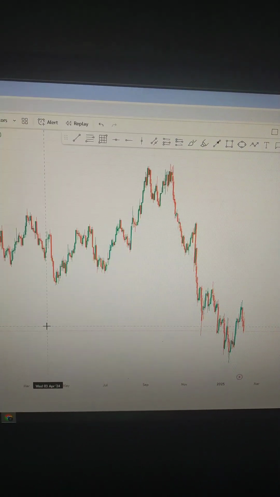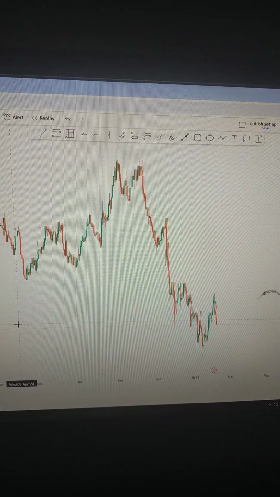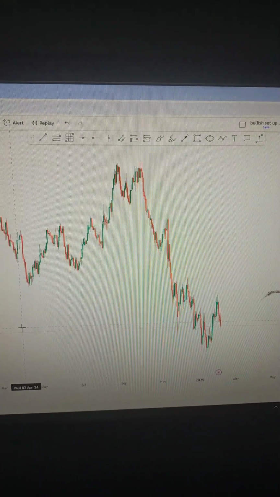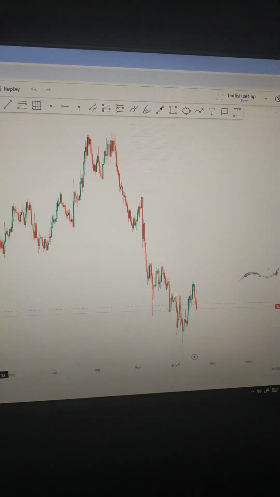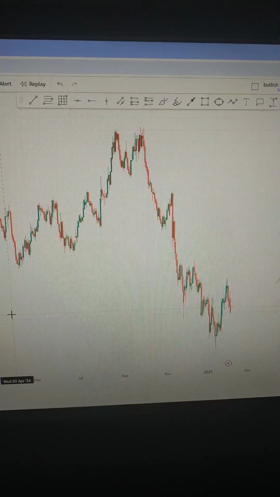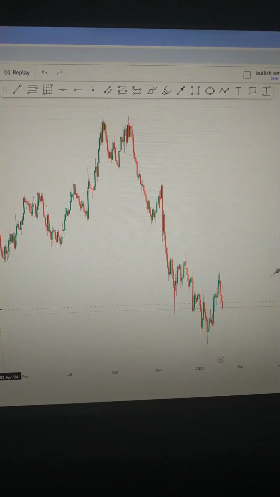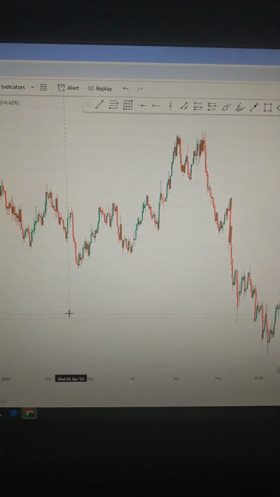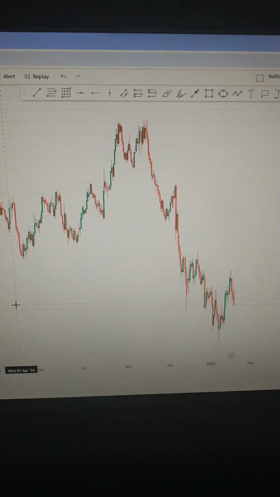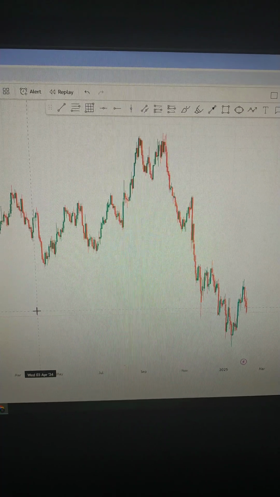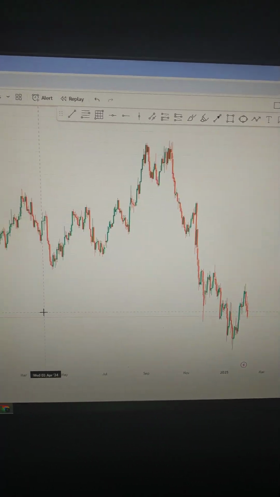As in, if the higher time frame is selling or it's on a downtrend, that is the direction you're supposed to be taking. If the higher time frame is on an uptrend, that is the direction you're supposed to be taking. Now, I'm going to take you through how to do top-down analysis, and this is from EURUSD.